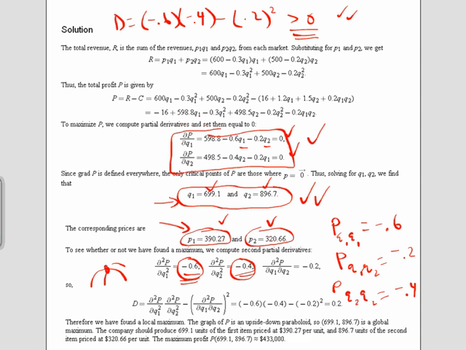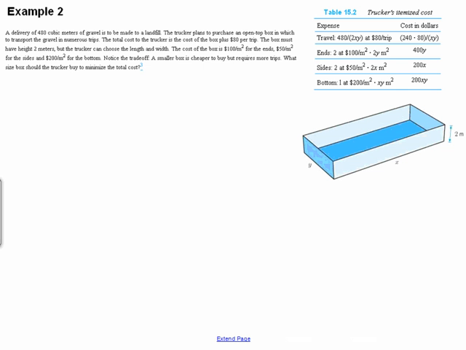So this is a very good economics application of optimization problems because it takes our revenue equation and our cost equation and it figures out what is the best price for us to sell something. Let's look at another example.